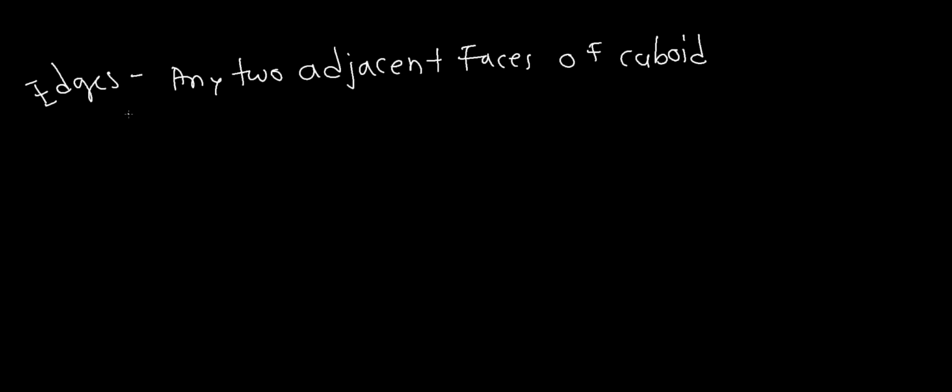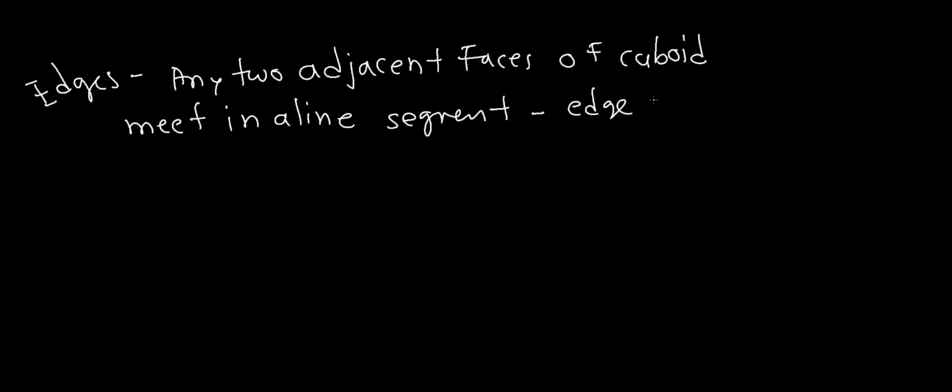Now the edges. So what are edges? Any two adjacent faces of a cuboid meet in a line. They meet in a line segment, and it is called an edge of the cuboid.